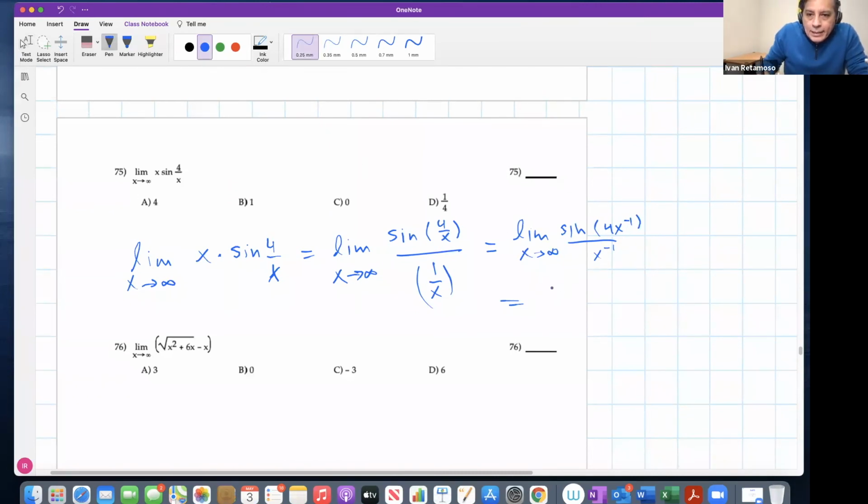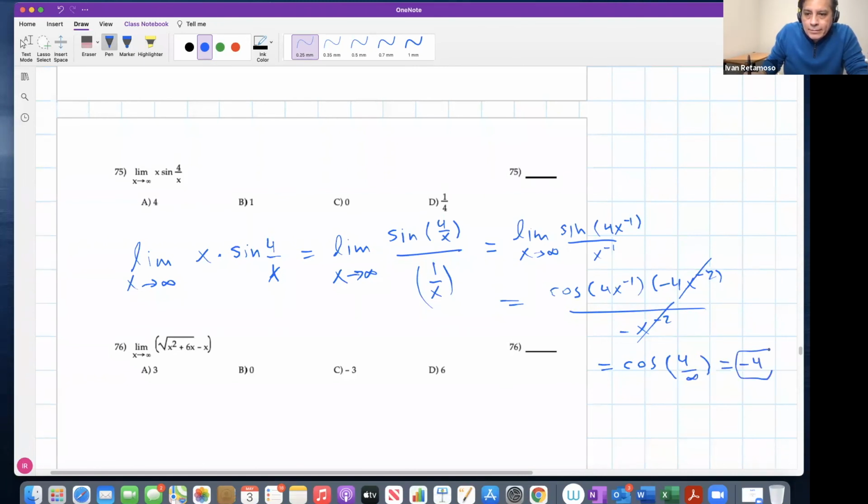Okay, you got it. Cosine here, cosine of 4 over x times the derivative of this, minus 4 times x raised to minus 2. On the bottom, the derivative is minus x raised to negative 2. These two cancel. And substituting here again, we get cosine of 4 over x, but x is infinity, so this is going to be 0, right? Cosine of 0 is just 1, and there is a minus 4 there, so this will be minus 4. The negative and negative cancel, so just positive 4.